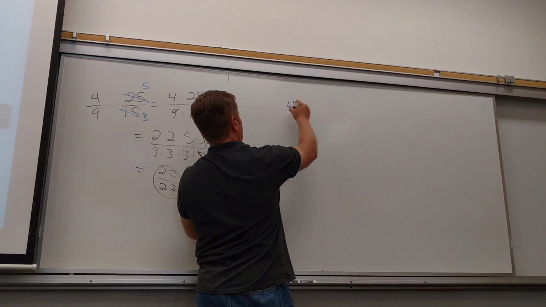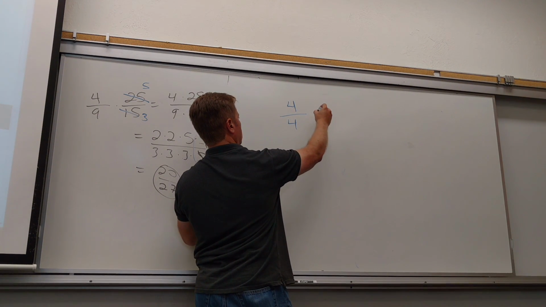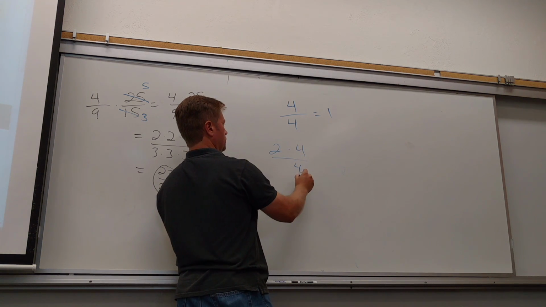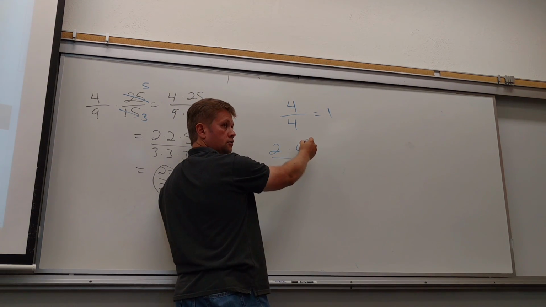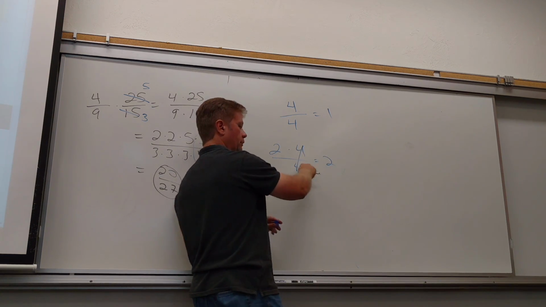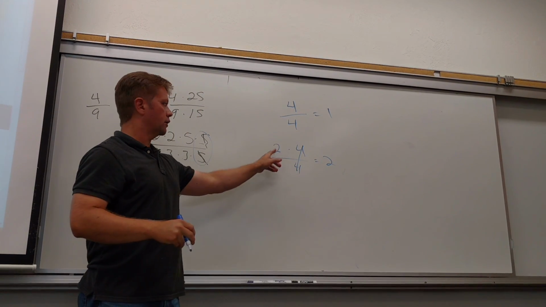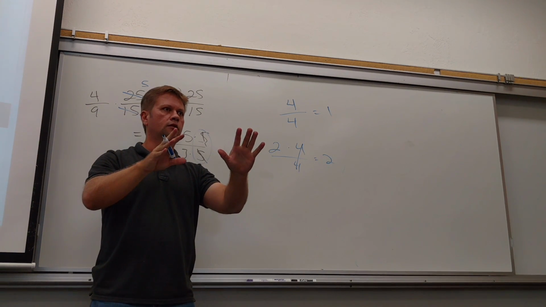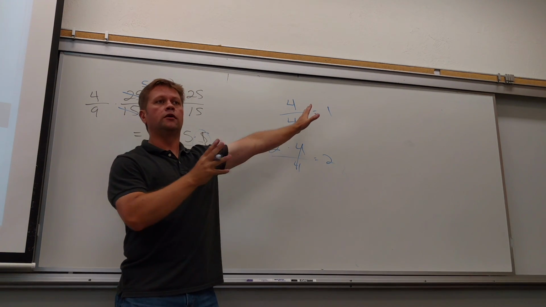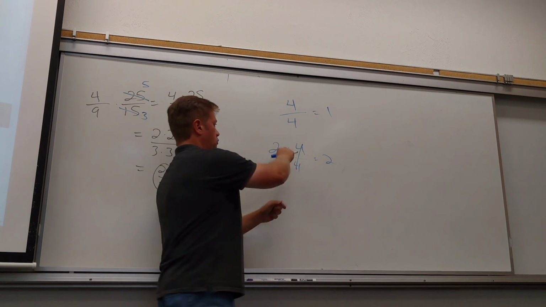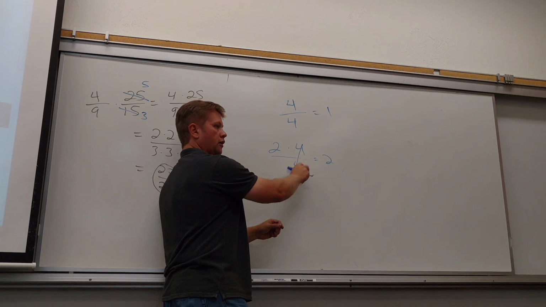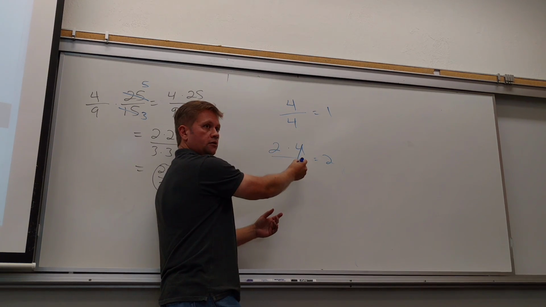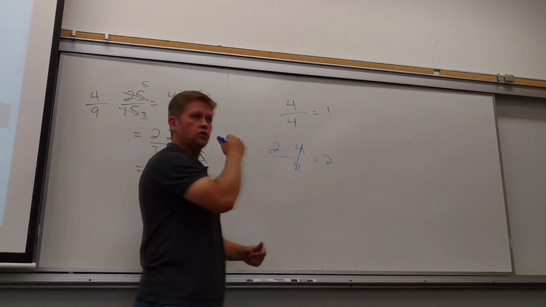All right, so what's 4 divided by 4? 1. So what's 2 times 4 divided by 4? 2, because 4 divided by 4 is 1. So you're left with the other guy. Are those two things okay? 4 divided by 4 is 1. So 2 times 4 all over 4, that's 1. We established that is 1. So I'm left with 2, right?